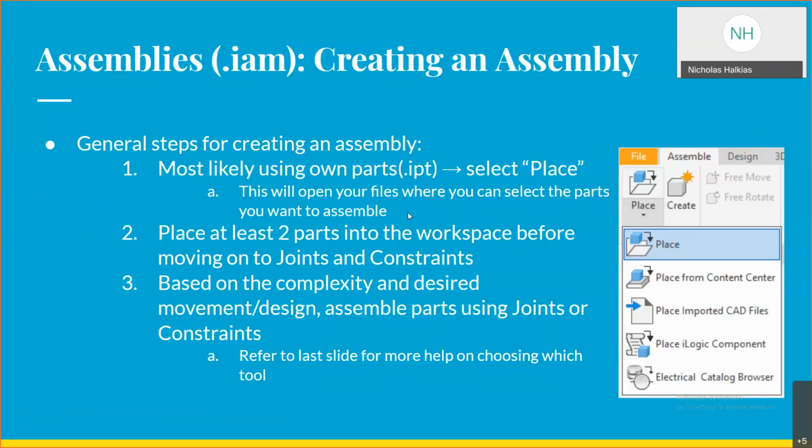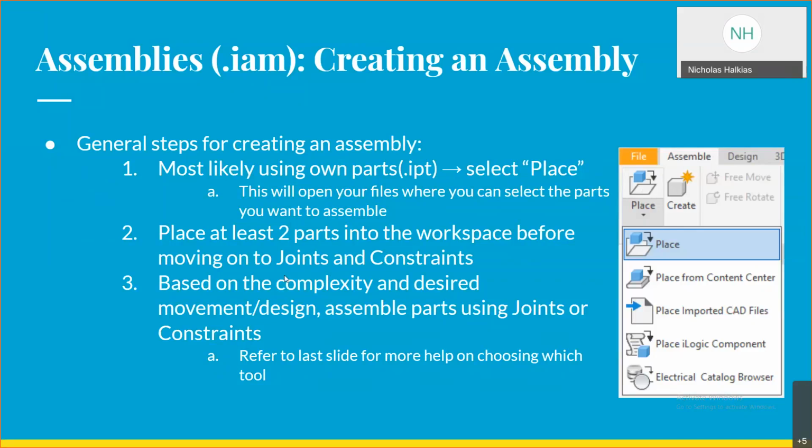So, creating an assembly. Again, you're most likely going to be using your own parts, so you won't have to use the Content Center or any other CAD files. You just have your own parts already in your save folder. In the Assemble tab, you would use the Place tool, and it would open up your files and you just select the parts you want to use. You do have to place at least 2 parts in order to start doing anything useful with the assembly. Unless it becomes very crowded, I recommend putting all of your parts on the screen, just have them all laid out instead of constantly having to go back and forth to place.